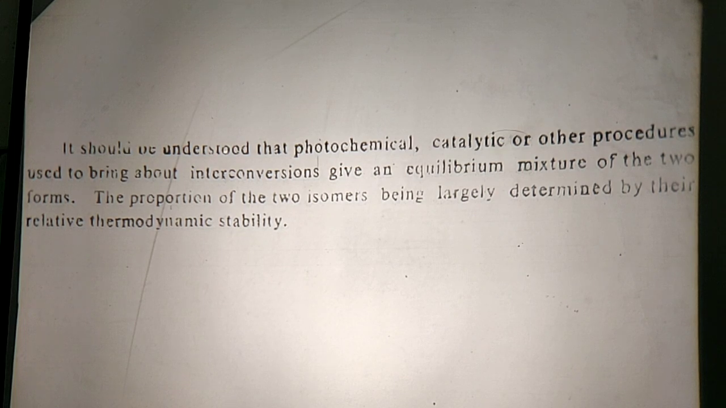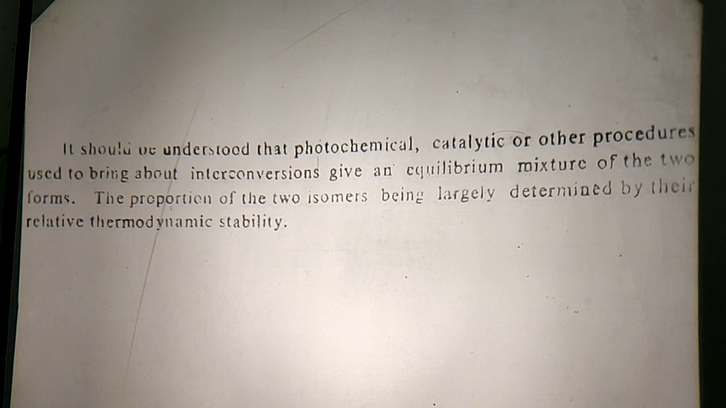It should be understood that photochemical, catalytic or other procedures used to bring about interconversion give an equilibrium mixture of the two forms, the proportion of the two isomers being largely determined by their relative thermodynamic stability. So this is the conversion of one form to another form with a specific equilibrium.